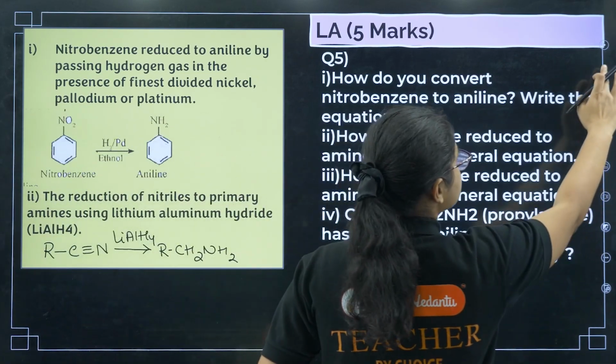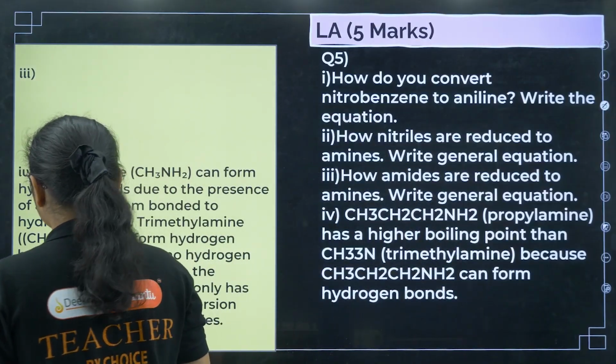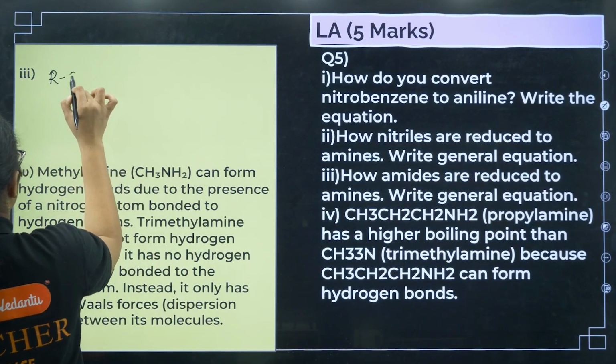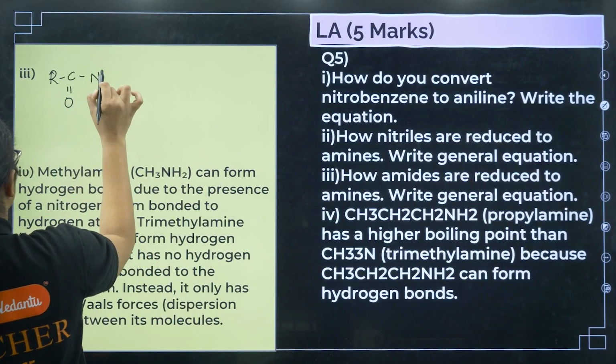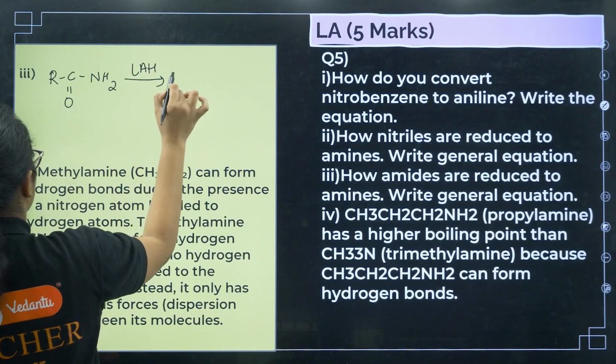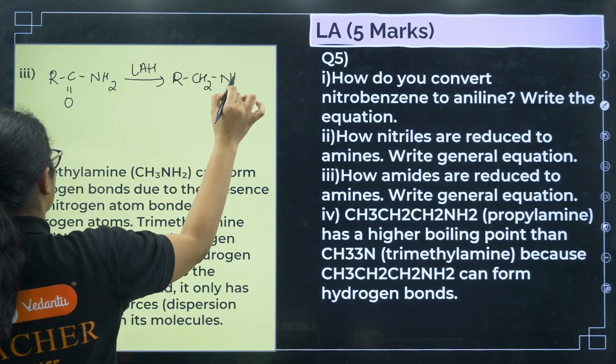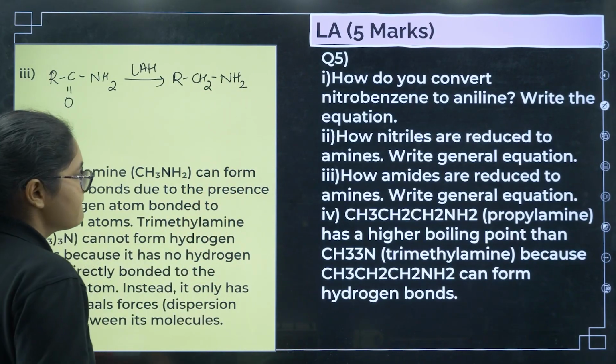Okay. Next, how are amides reduced to amines? Write the general equation. Yes, for amides also we have the same reagent, lithium aluminium hydride. So if we have RCONH2 and I use lithium aluminium hydride, I will get RCH2NH2.